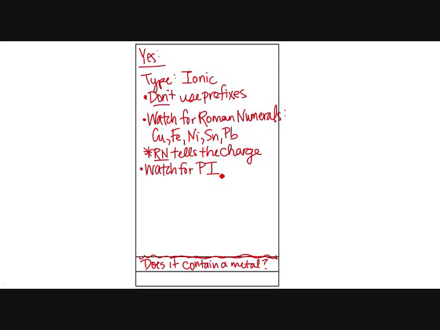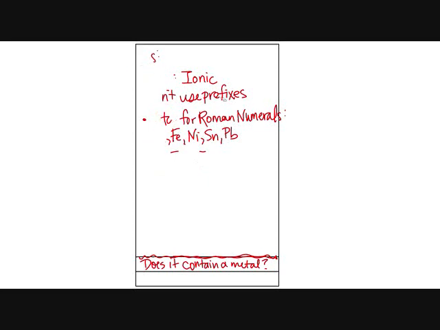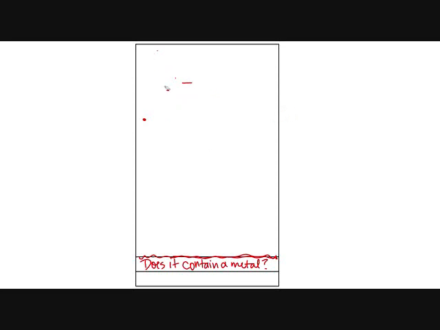Okay, I'm going to just erase this part because I need more room for the nos. But let's say that I put the yeses on the top side. Now I'm going to put the nos on the bottom side. So I hope you're following along. Okay, so now let's talk about no, there's no metal.